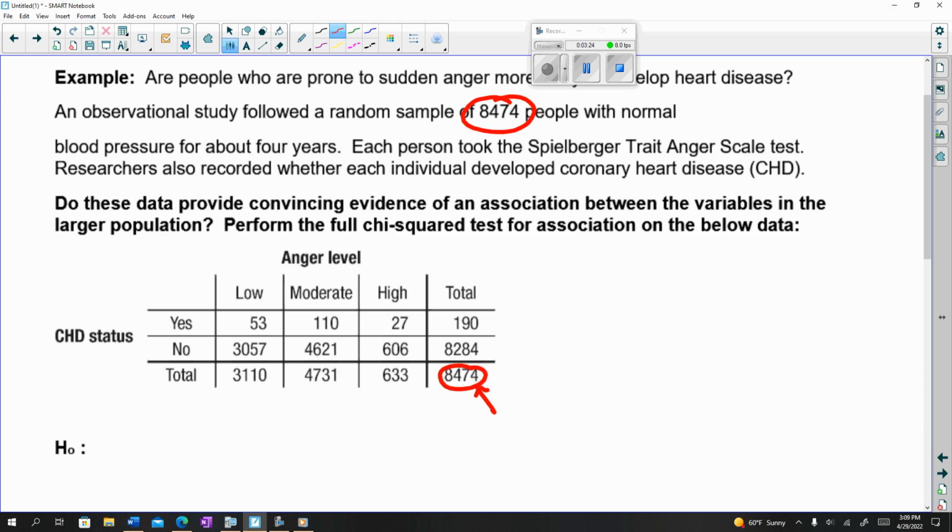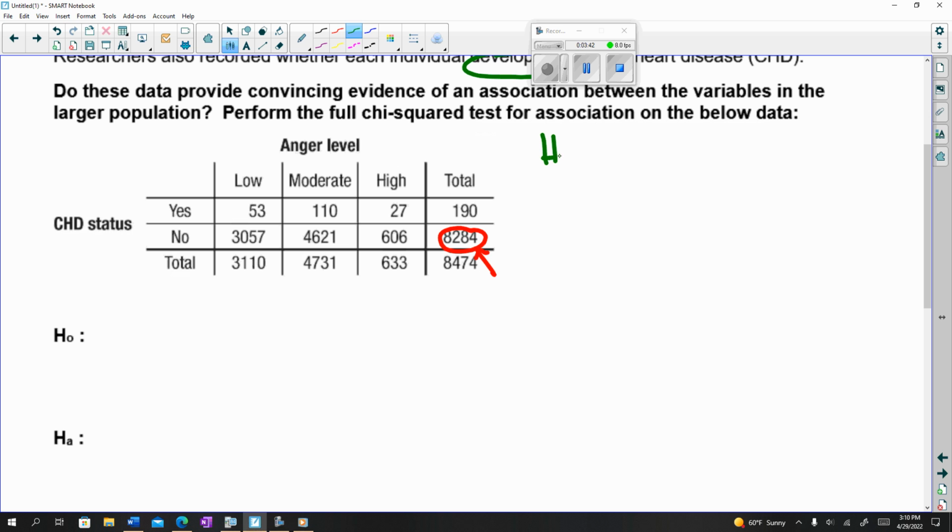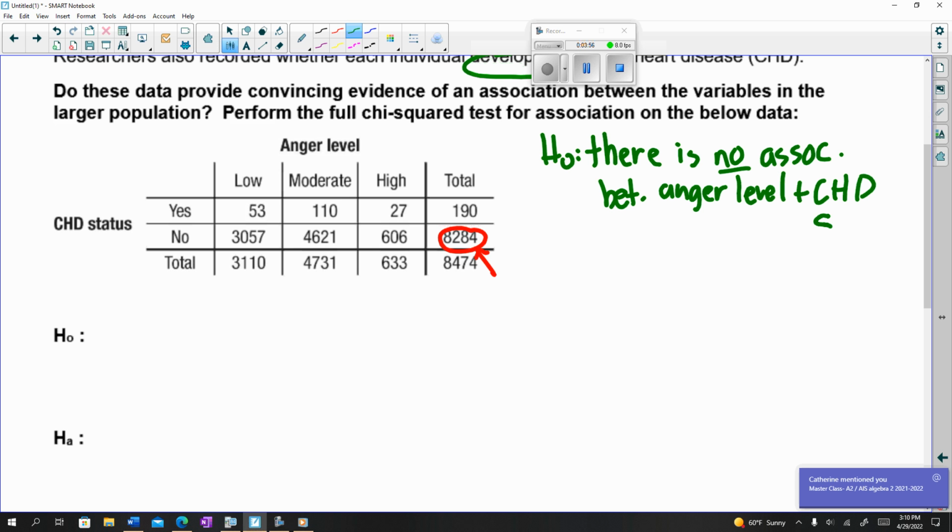Do these data provide convincing evidence of an association between the variables? So the key words that you're going to look for are either the word association or independence, and that's how you know it's a chi-square test for association or independence. Okay, so let's quickly review what we did before. The null hypothesis is going to be a statement of no change. So you're going to write there is no relationship or there is no association between anger level and CHD status, meaning that the two variables are independent of each other.